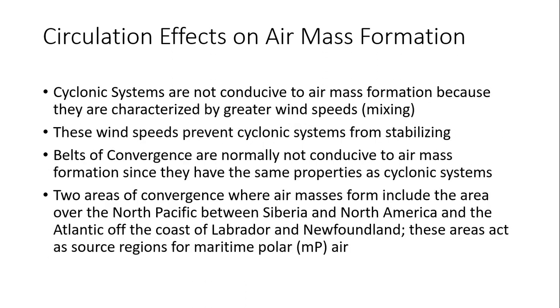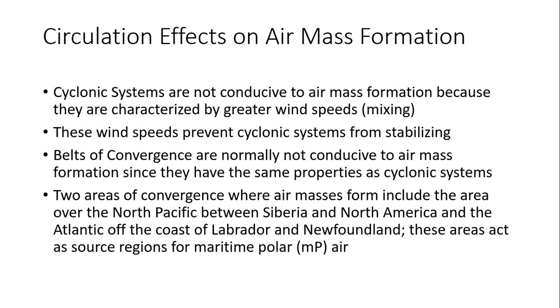Now, cyclonic systems, on the other hand, are not conducive to air mass formation. Why? Because cyclonic systems, or these areas of low pressure, are characterized by greater wind speeds, or a much greater pressure gradient, which results in a lot of mixing of the atmosphere. And with air mass formation, we do not want mixing. We want very light winds. So these wind speeds associated with cyclonic systems or low pressure areas just do not allow for stabilizing of the air mass. So you get these belts of convergence as well.